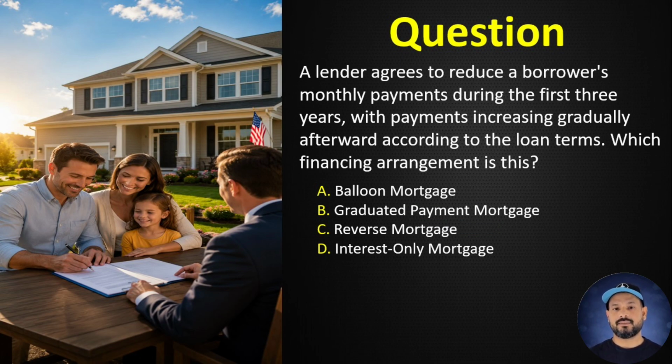Question number 10. A lender agrees to reduce a borrower's monthly payments during the first 3 years, with payments increasing gradually afterward according to the loan terms. Which financing arrangement is this? A. Balloon mortgage. B. Graduated payment mortgage. C. Reverse mortgage. D. Interest-only mortgage. Correct answer B. Graduated payment mortgage. Graduated payment mortgages begin with lower payments that increase over time.